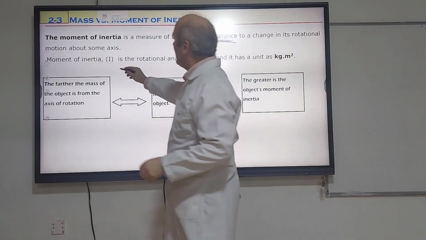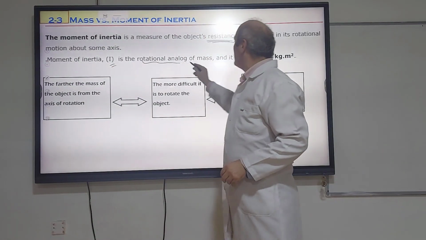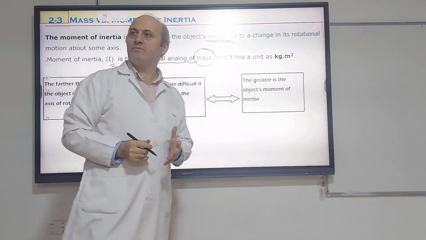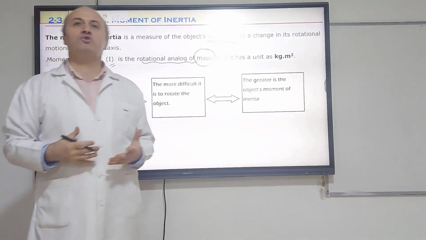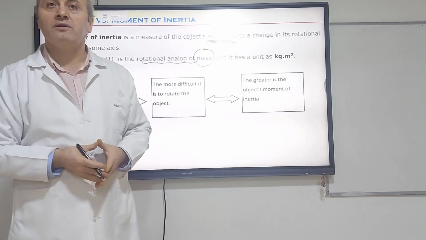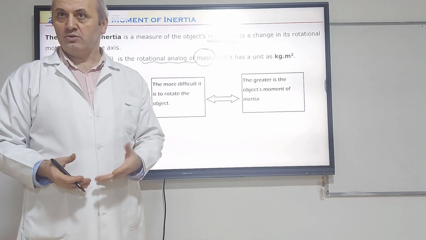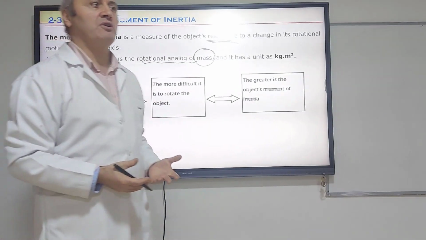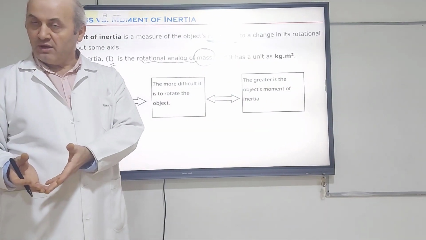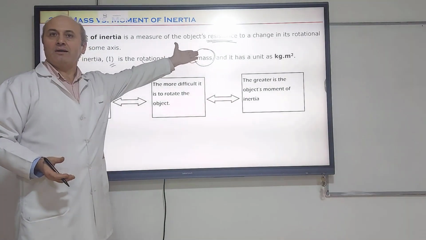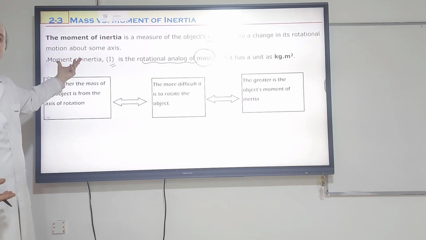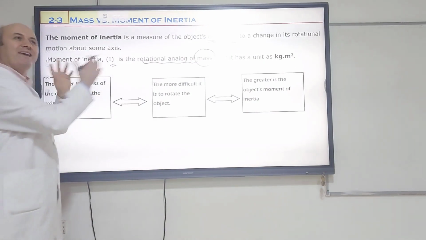Its symbol is capital I, and it's the rotational analog of mass. What does this mean? In translational motion, mass resists changes in translational motion. If you want to accelerate an object, it resists accelerating, speeding up or slowing down. If an object is in motion, it does not want to stop moving. So this is inertia as resistance in translational motion, but we have moment of inertia as resistance in rotational motion. That's why we say they are analogs of each other.